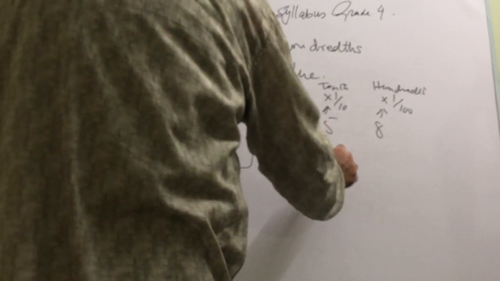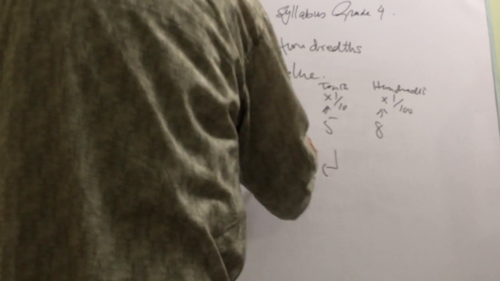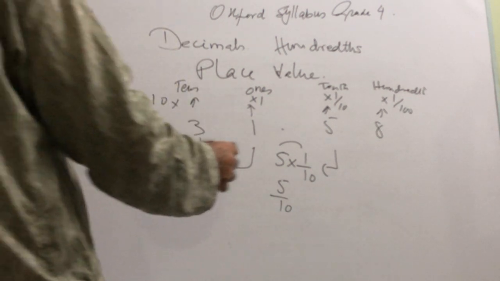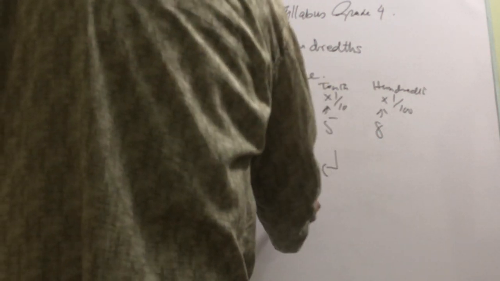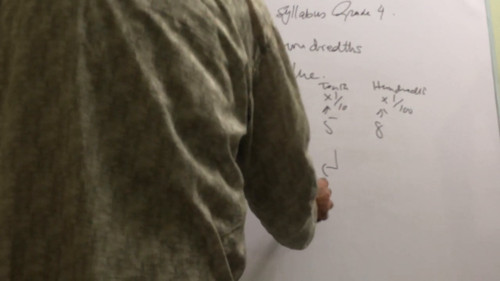For 5, we will be multiplying 5 with 1 over 10. 5 ones are 5 over 10. This is the answer. Okay. We can also convert it into decimal. Divide this with 10. We get 0.5.